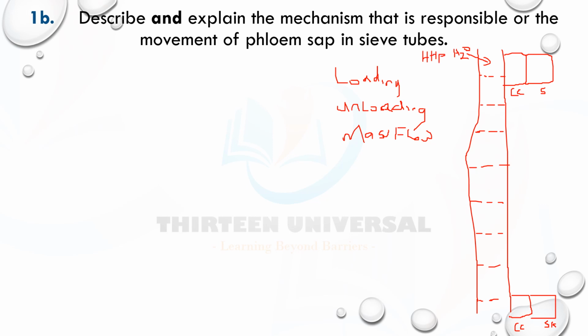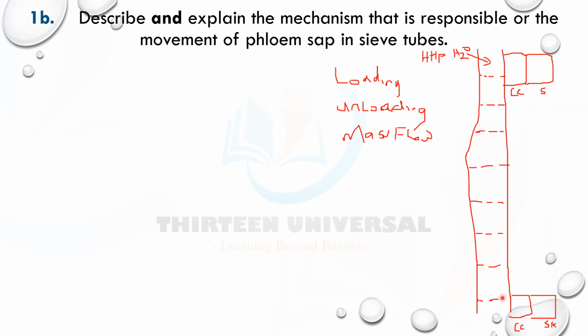Okay, so that's what loading causes. Loading sets up high hydrostatic pressure in the source. How? When sucrose moves into the sieve tube element, it lowers water potential, and the water moves in, volume increases, and then high hydrostatic pressure is set up.